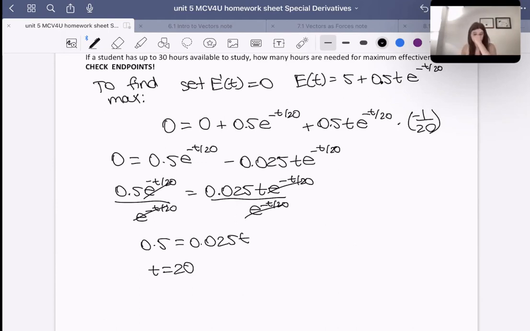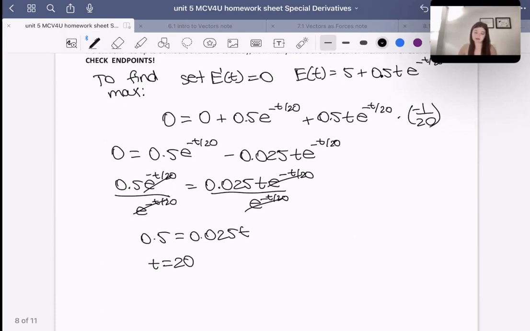So therefore, it looks like if we spend 20 hours, we will maximize the exam effectiveness. So therefore, we should study for 20 hours in order to maximize that effectiveness.